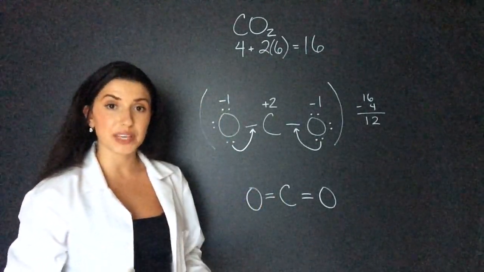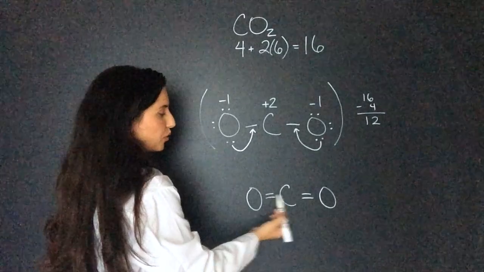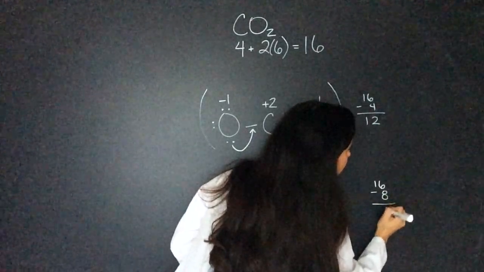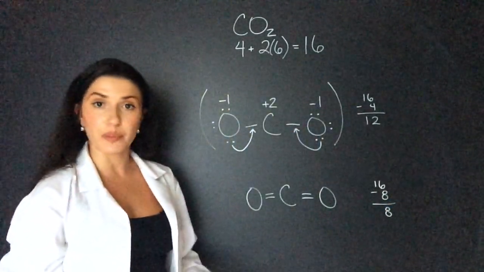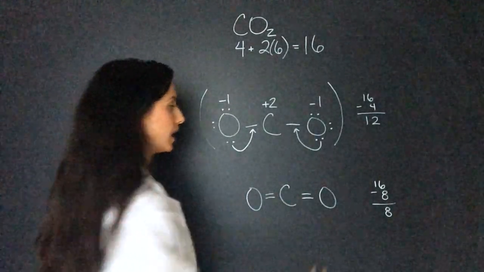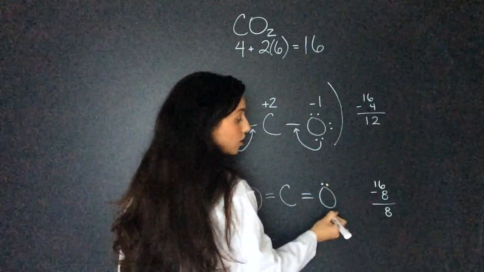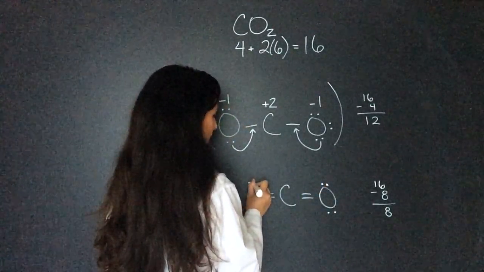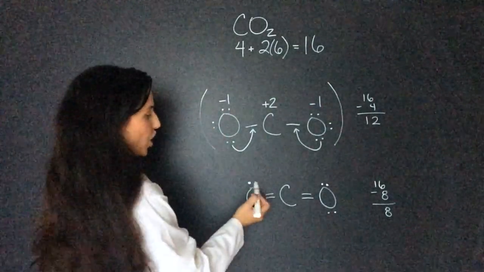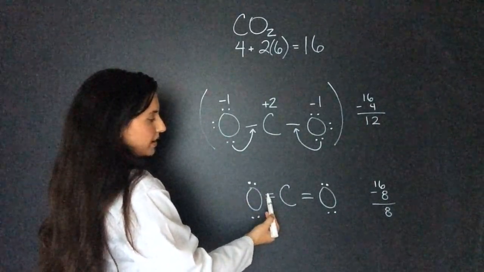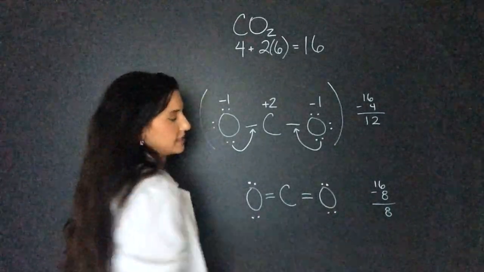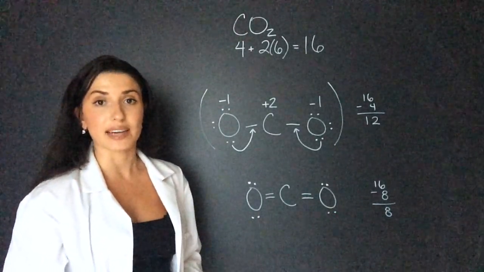So now let's count up the electrons in the bonds. 2, 4, 6, 8. So 16 minus 8 is 8. So I have 8 non-bonding electrons. Carbon has the full octet now, so I'm not going to add any to carbon. But I'll add them to oxygen, also because it's the most electronegative. 4 on each oxygen. Now let's make sure we have 16 electrons. 1, 2, 3, 4, 6, 8, 10, 12, 13, 14, 15, 16. Perfect.